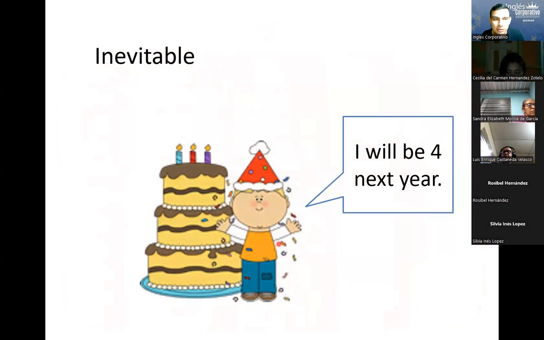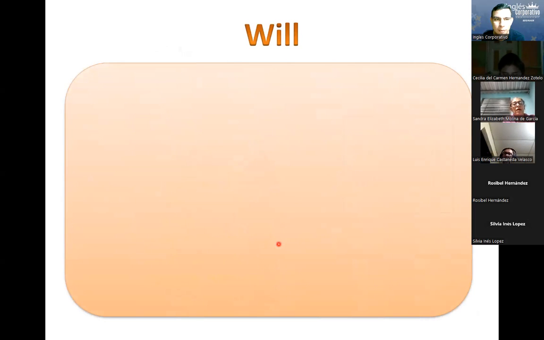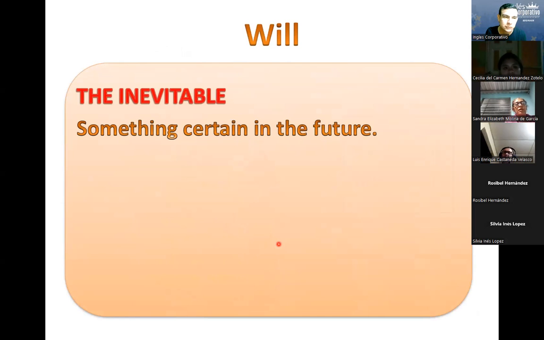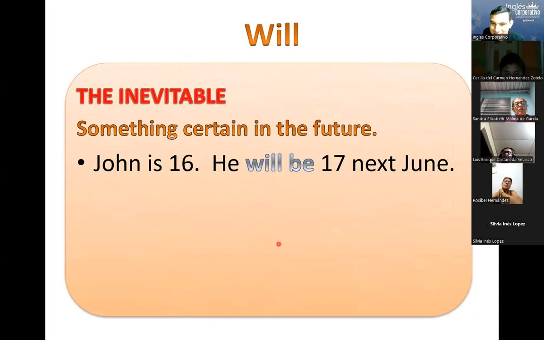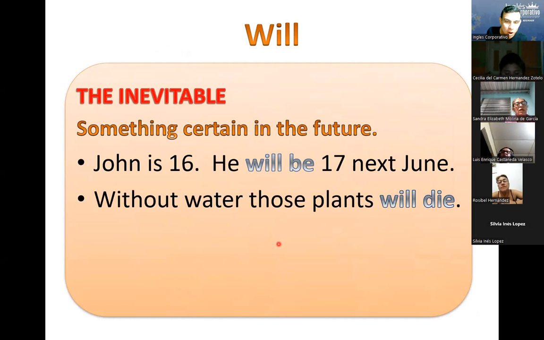Okay, inevitable, algo inevitable. I will be 17 next year. No es negociable que va a cumplir otro año. Okay, for example, the inevitable. Something certain in the future. Here we have John is 16. He will be 17 next June. Without water, those plants will die. Sin agua, esas plantas morirán. Algo inevitable.